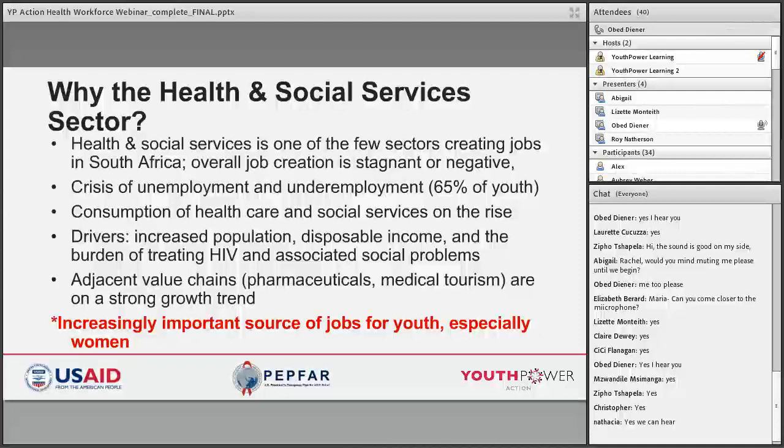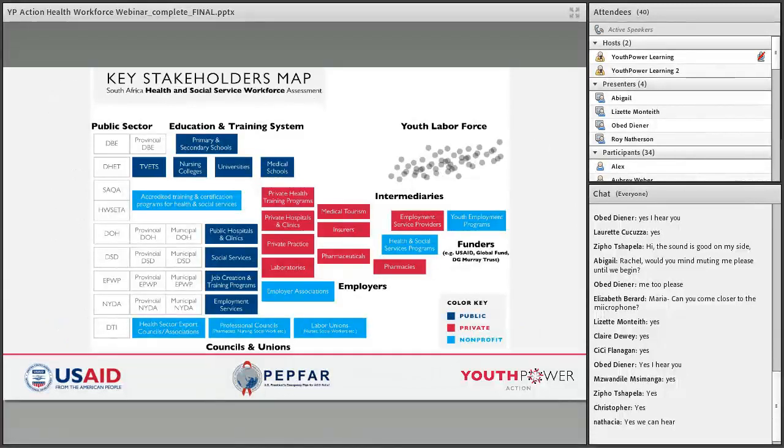Another point of special note for this sector is that 75% of the sector workforce is female. In fact, women make up the majority at all levels, including managers, professionals, technicians, down to clerical support and services and sales. So the bottom line here is that health and social services is an increasingly important source of job opportunities for youth and especially for young women.